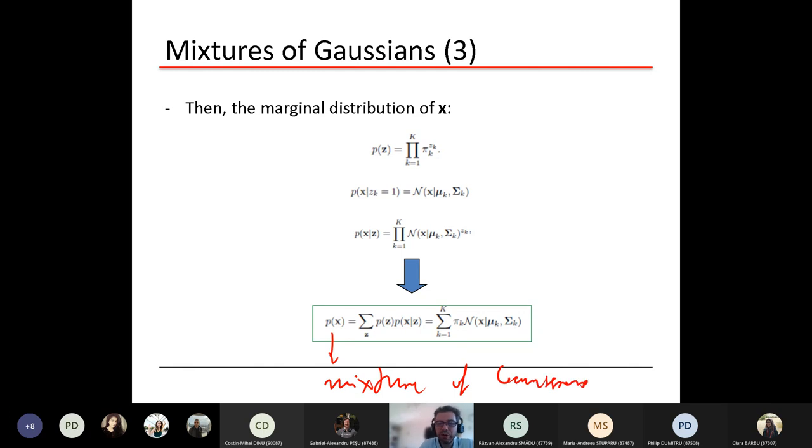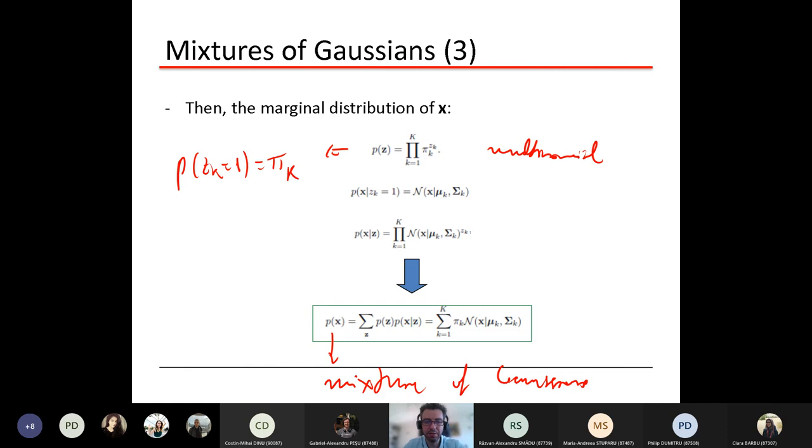Now, P of Z is a multinomial distribution. You have already seen that multinomial distributions can be written like this. P of Z is a product over all the K states of the mixing coefficients pk to the power zk. How you interpret it is that the probability of zk being equal to 1 is actually pk. If zk is equal to 1, we only get pk, because for all the other values pi, with i different from k, zi is going to be equal to 0.